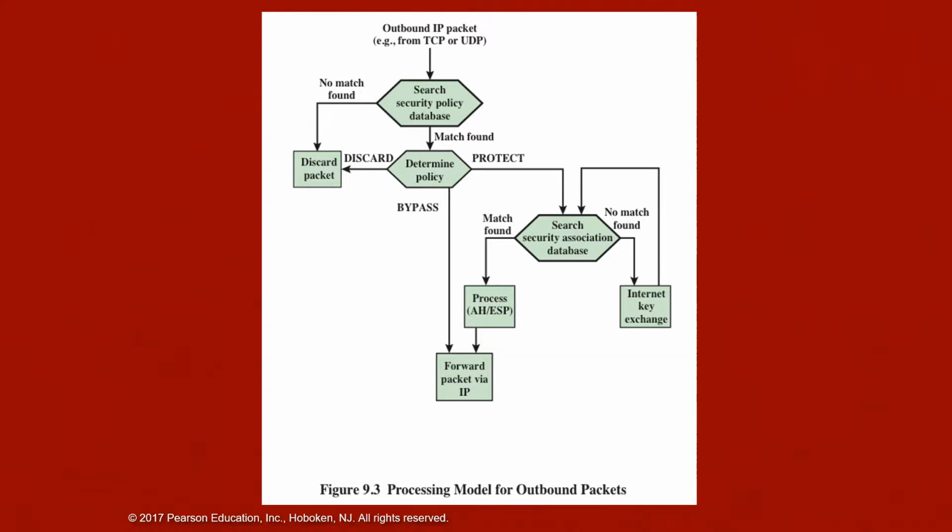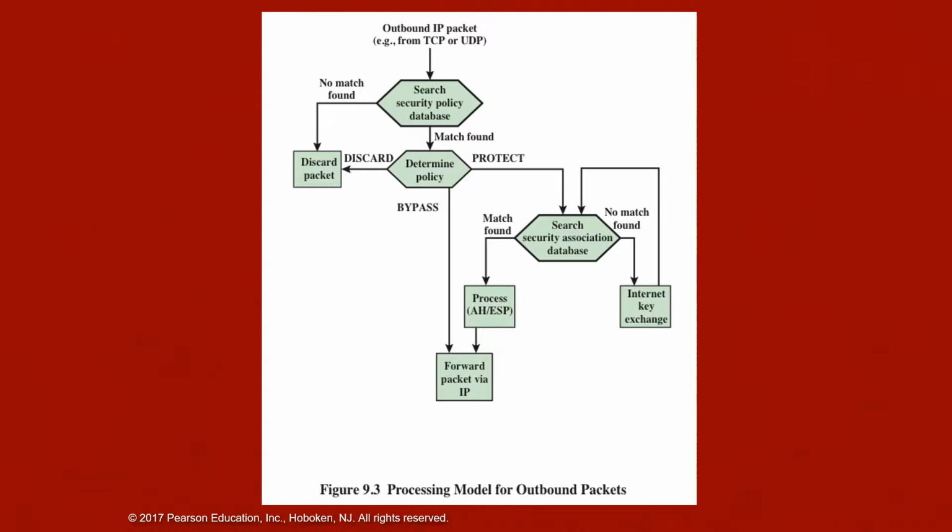Processing model for outbound packets. The figure highlights the main elements of IPsec processing for outbound traffic. A block of data from a higher layer such as TCP is passed down to the IP layer and an IP packet is formed, consisting of an IP header and an IP body. Then the following steps occur. 1. IPsec searches the SPD for a match to this packet.